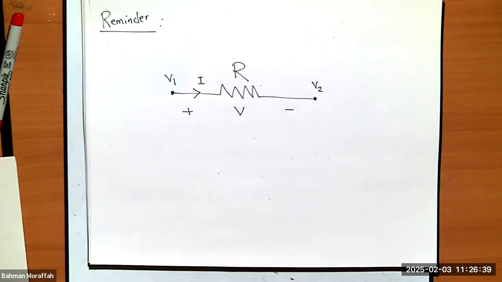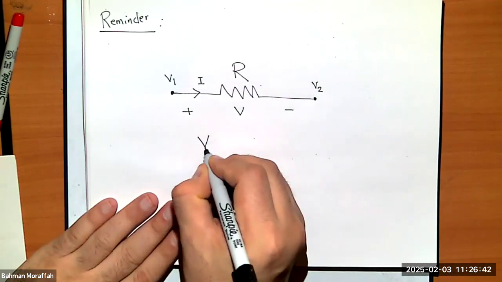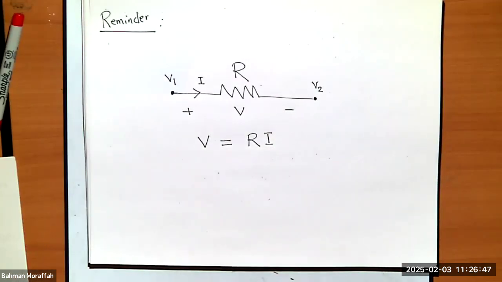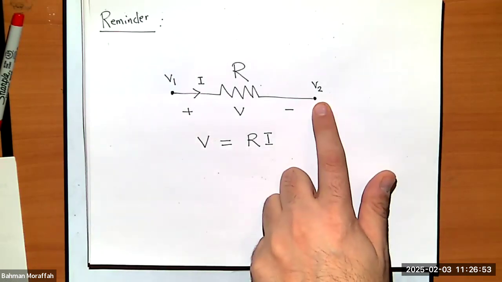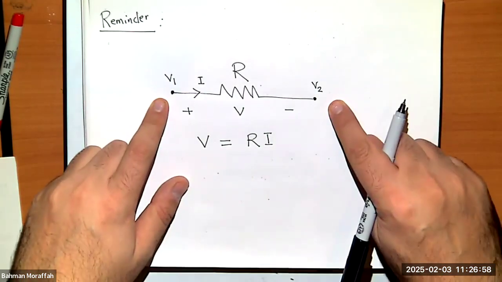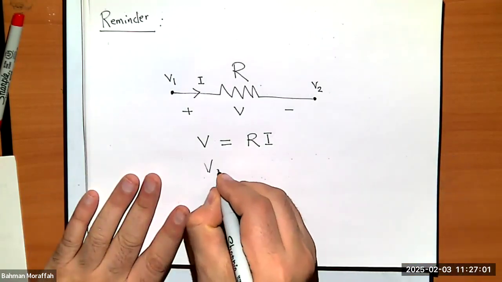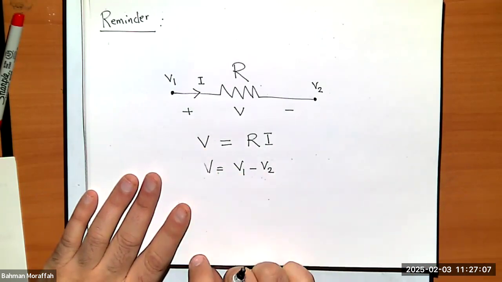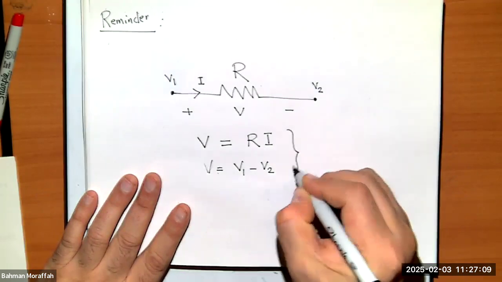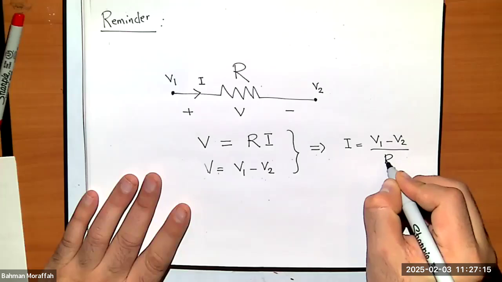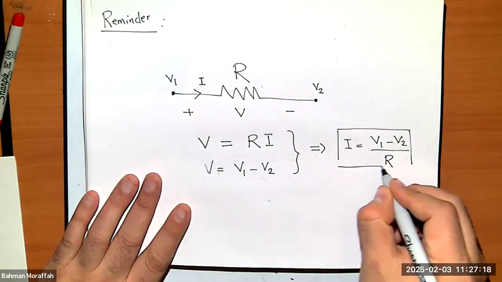We know because of Ohm's law, V across a resistance is Ri. We know that. But what is this V in terms of these node voltages? It's just V1 minus V2, right? So V is V1 minus V2. If I plug this in here, I can compute I. So I here is V1 minus V2 divided by R.